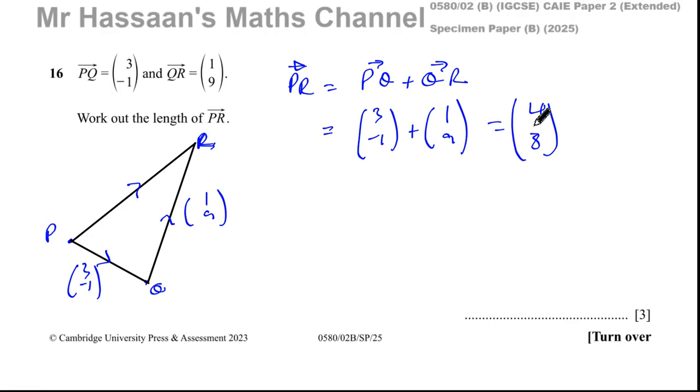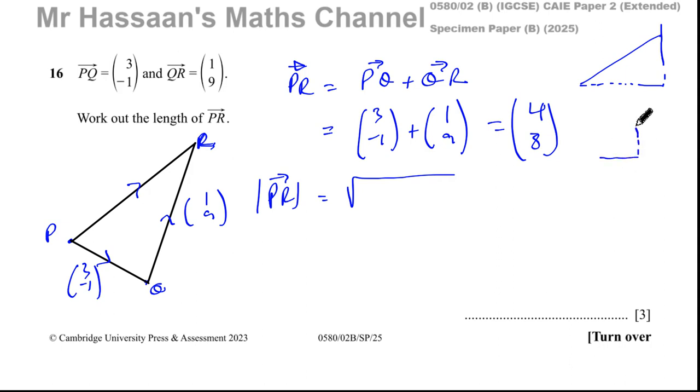How do you find the magnitude of that vector, the length of PR? The length of PR would be the magnitude of the vector PR, and that's found by Pythagoras' theorem. If you think about a line, this is 4 and this is 8, and we want to find the length of this line. We can use Pythagoras' theorem. The length of this line is going to be the square root of 4 squared plus 8 squared.